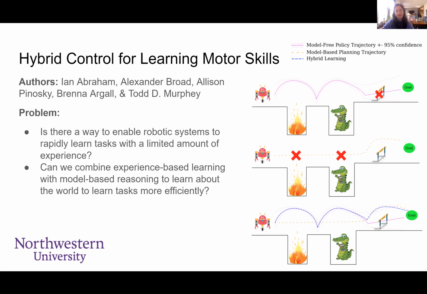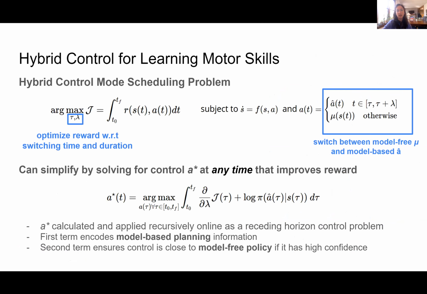Next slide, please. So we approach this as a hybrid control problem, more specifically mode scheduling. So can we figure out and optimize the reward to switch between these two policies, where mu is the model-free policy and a hat is the model-based policy. And then to actually implement this, we can solve for control A star, which improves the reward at any time step. The first term in the equation encodes the model-based planning information, while the second ensures that we stay close to the model-free policy when it in fact has high confidence. Next slide, please.